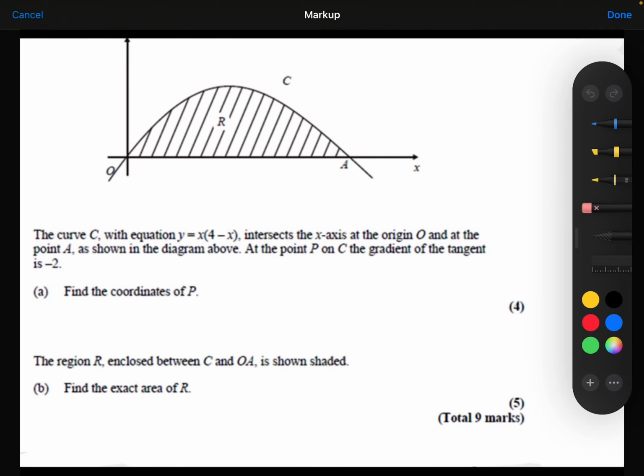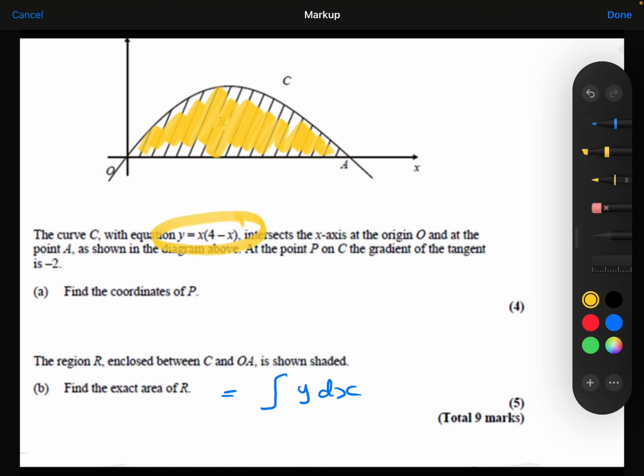The region R enclosed between the curve C and the line OA is shown shaded. We need to find the exact area of R. So to work out this area R, this is the area between the curve and the x-axis. So we can actually integrate here. This is going to be equal to the integral of my y function with respect to x. The y function is x times (4 minus x), or remember we expanded that out to be 4x minus x squared. So that's a bit easier for me to integrate.